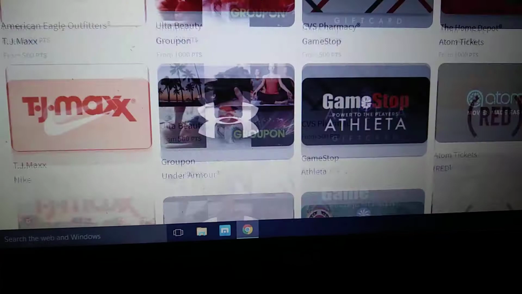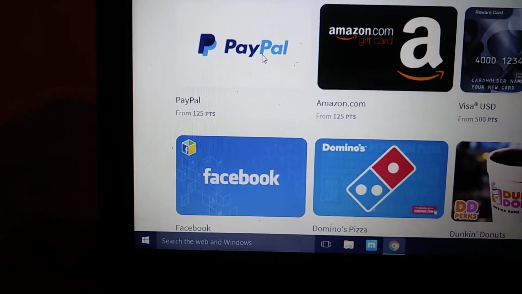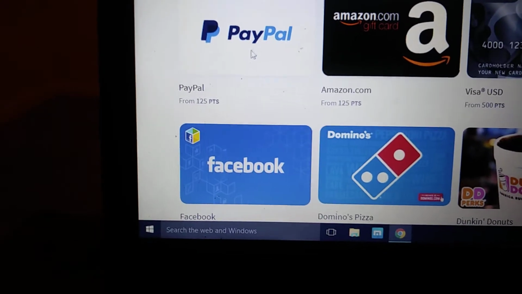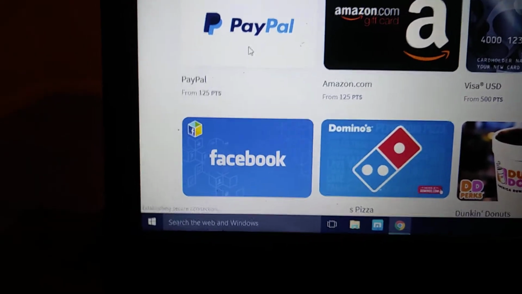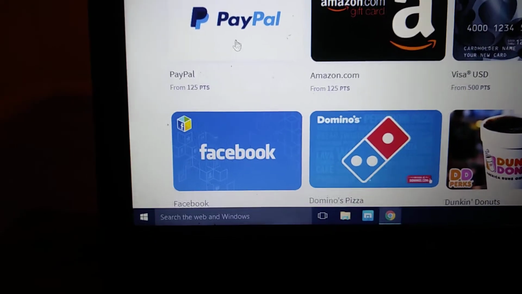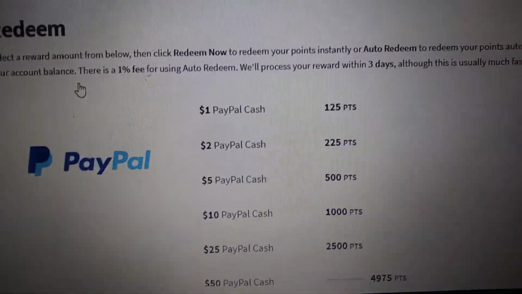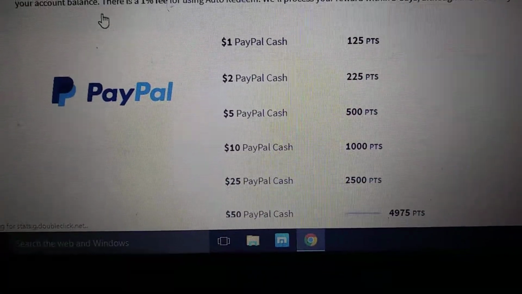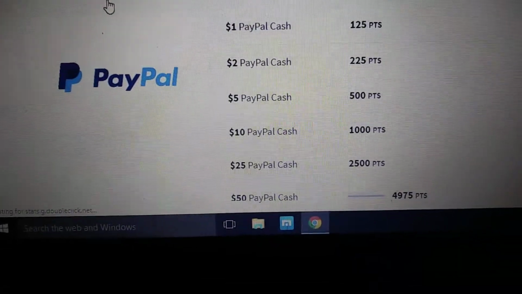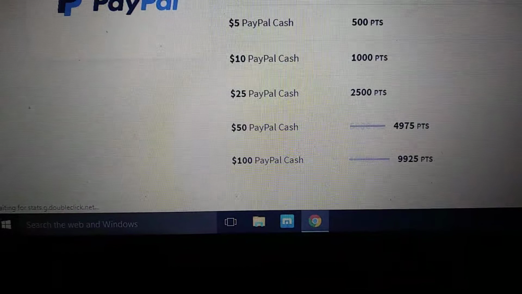Okay, now let me go back up to the top and show you the really cool feature with PayPal, all right? And let me show you that real quick. You see here, PayPal starts at 125 points, which is equivalent to a dollar. But when you look at the redeems here, you see a dollar, 125 points, $2, 225. Then when it gets to $5, that's when it evens out. Okay, and I think they have all the way up into $100 cash out, I believe. If I scroll down, yeah, $100 cash out.